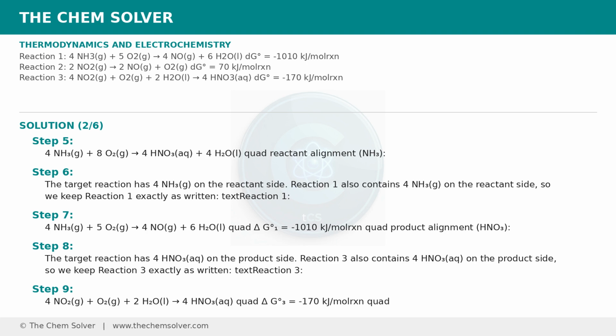HNO3: the target reaction has 4HNO3 on the product side. Reaction 3 also contains 4HNO3 on the product side, so we keep reaction 3 exactly as written. Reaction 3: 4NO2 + O2 + 2H2O gives 4HNO3, ΔG°3 is equal to minus 170 kilojoules per mole of reaction.